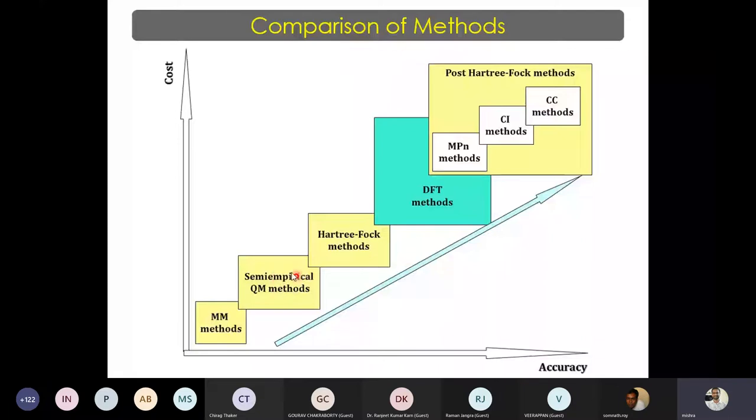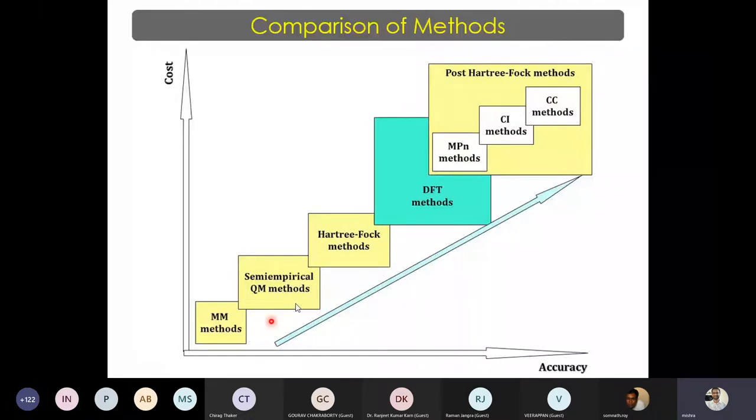So these are semi-empirical methods, so their computational cost is naturally less than the Hartree-Fock method, but their accuracy is also compromised. And here are the molecular mechanics, MM-based methods. Because they are purely classical force field-based methods, the computational cost is very low, but their accuracy is also low.